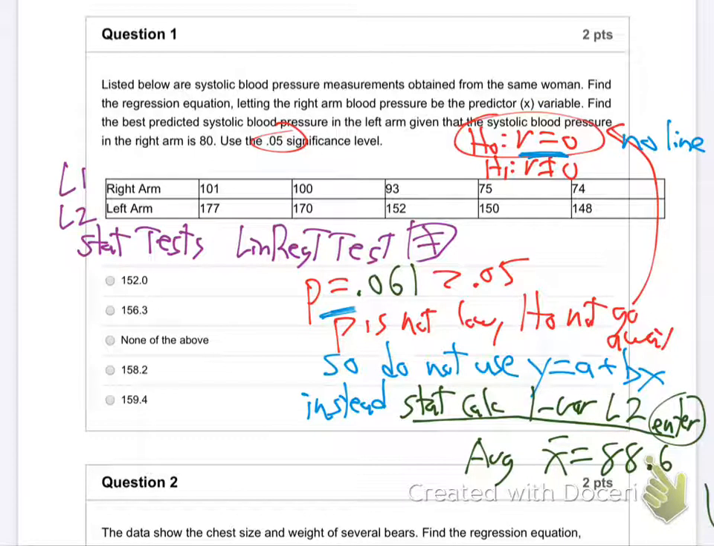I'm getting X bar 159.4. 159.4, which is, yeah, beautiful right there. Okay, so what did I do? And there we go. So don't miss L2 there. Did you put L2 for both? Do you put L2 for the list and frequency one? Yeah, so the list is L2.